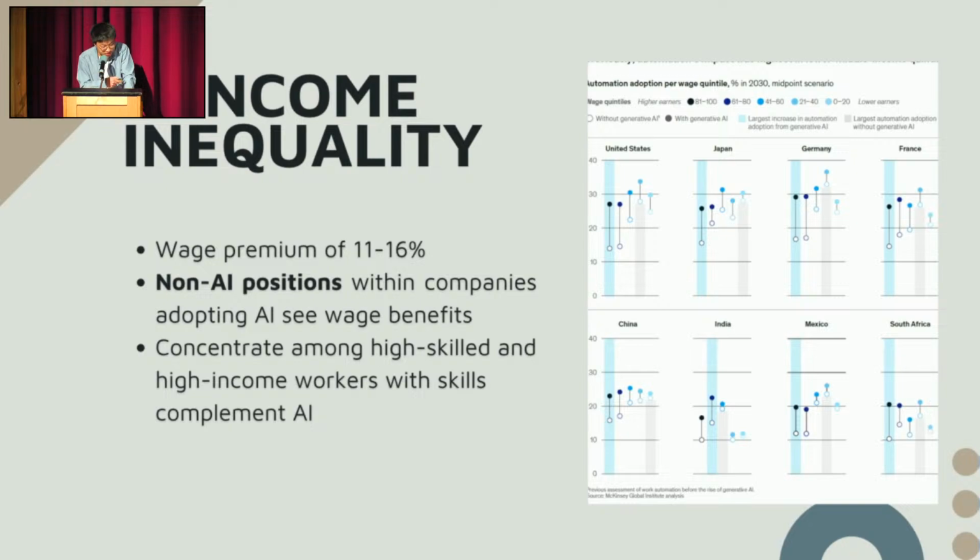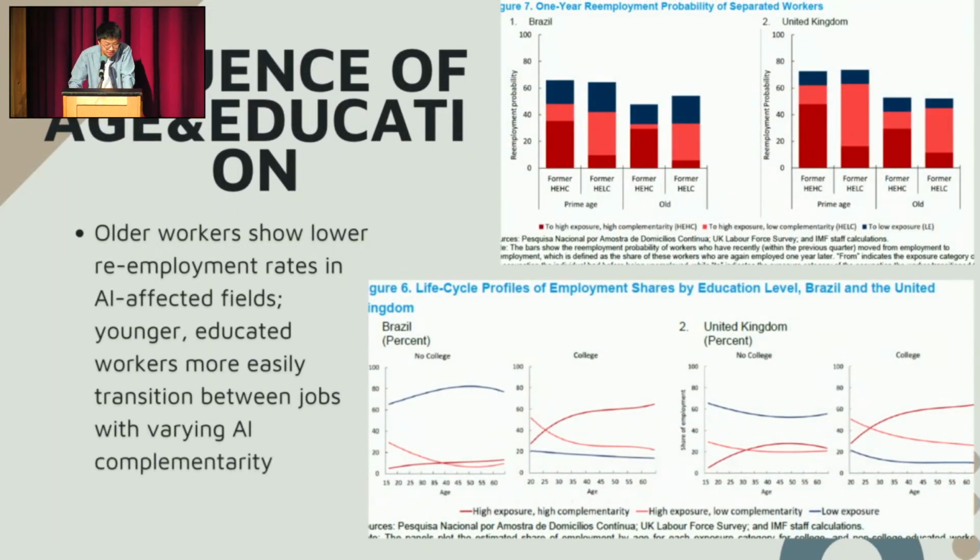So the figure on the right is showing generative AI could have the biggest impact on high-wage jobs, as you can see the two black dots on each graph representing the top quintiles of wage. The study also found that age is influencing adaptability to AI integration. Older workers are showing lower reemployment rates in AI-affected fields because they're generally less adaptable to new skills and have lower mobility, while younger and educated workers can more easily transition between jobs with varying AI complementarity.